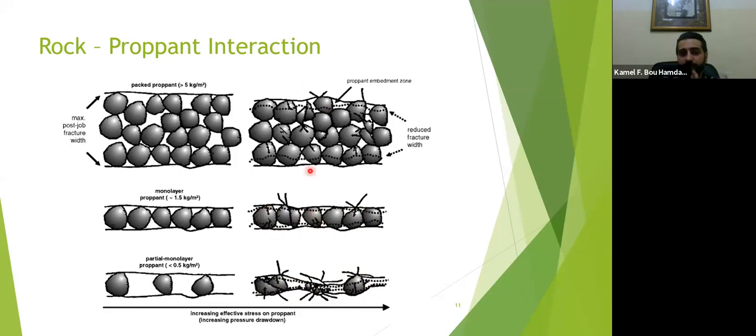What about the packed one? If you look at this here, you also have proppants breaking down. However, we still have some voids or pore spaces between the proppants. So if you're considering the increase in pressure in the fracture during production, of course, we are going to choose to go with the packed proppants instead of going with monolayers or partial monolayers. So this one might still have a good permeability or good conductivity. However, the other cases might in the end have a zero or very low conductivity.